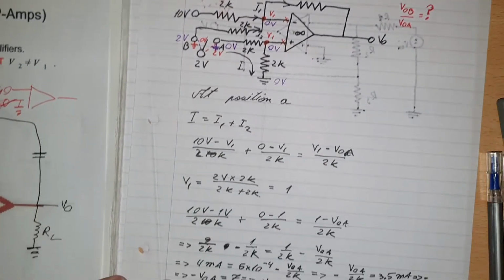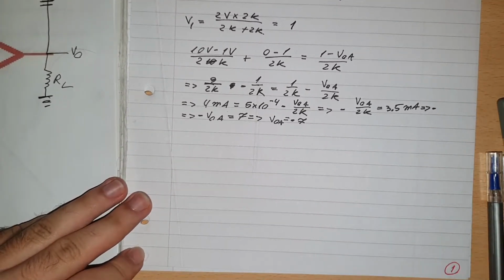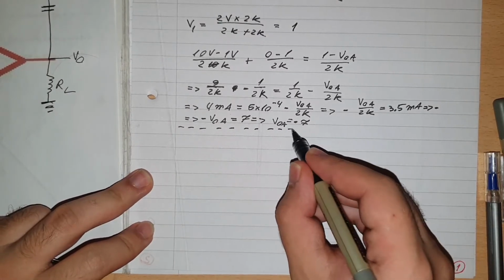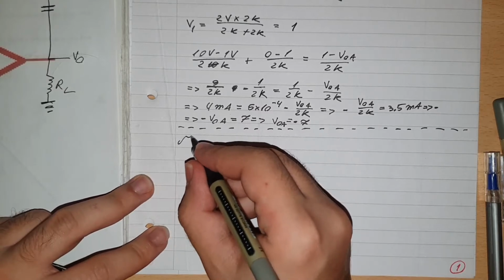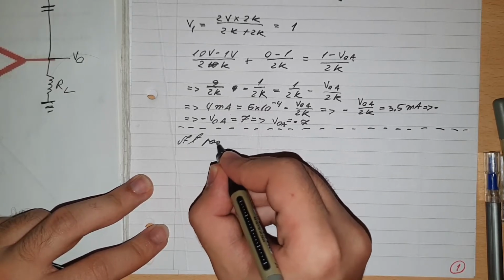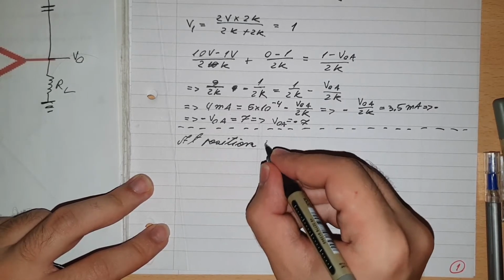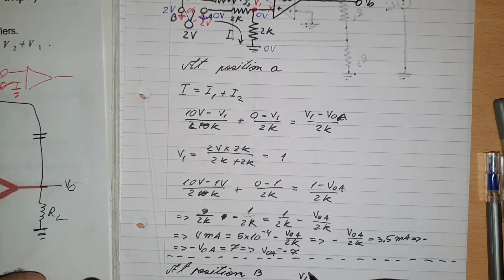Alright, then let me put this a bit lower. I should have enough space. So let's make it separate. There you go. So at position B, V1 is equal to 0.